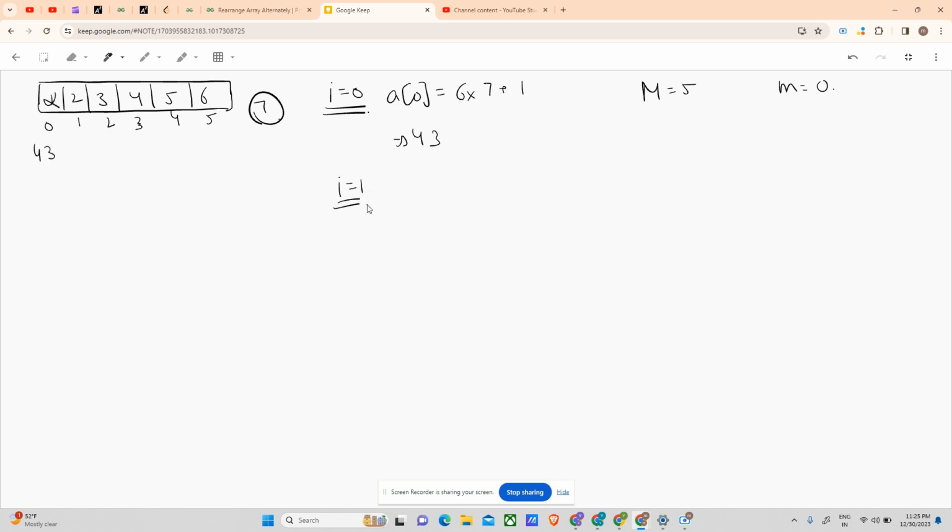Coming to i equals 1, also M equals 4 now, I forgot it. It will be equal to arr[m], that is 0. So arr[m] is 0. Now 43 has replaced 1. But in my initial explanation, I wanted 1 only here. So what can I do? As explained, the remainder is the old value.